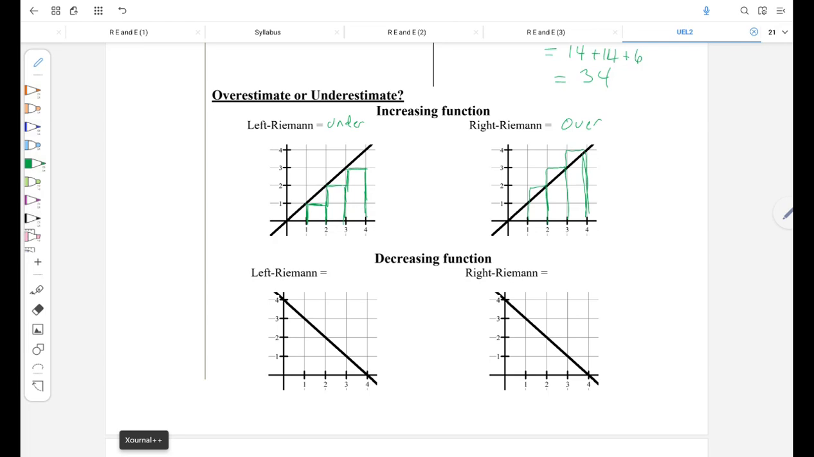But if your function is decreasing, it's going to be the opposite. So you can see that this is a terrible idea as an exercise in memorizing, because you're going to have things swirling in your head. A left Riemann sum overestimates a decreasing function, while a right Riemann sum underestimates it.